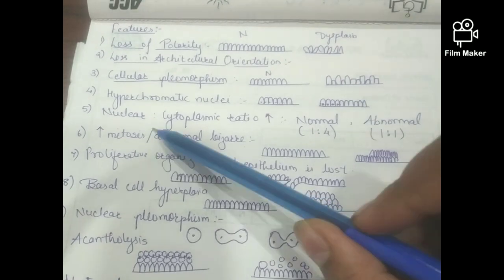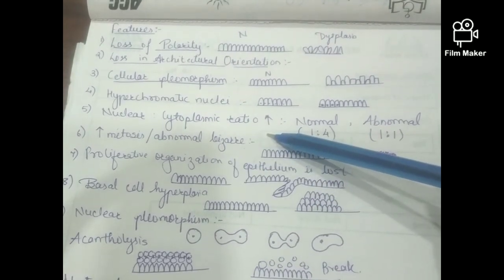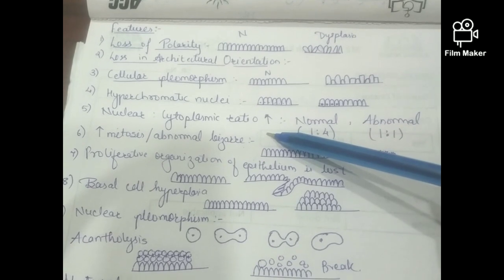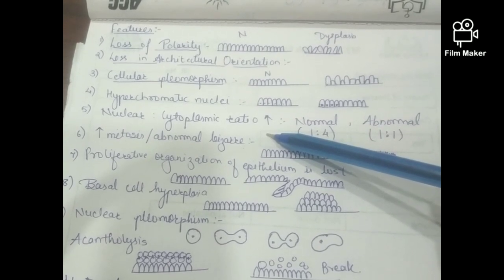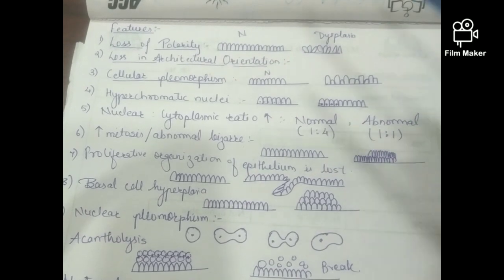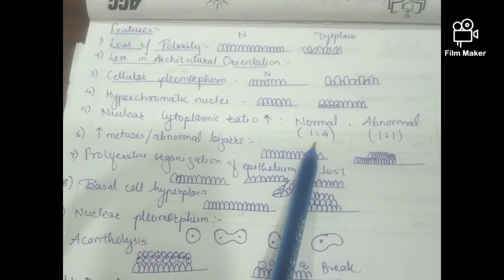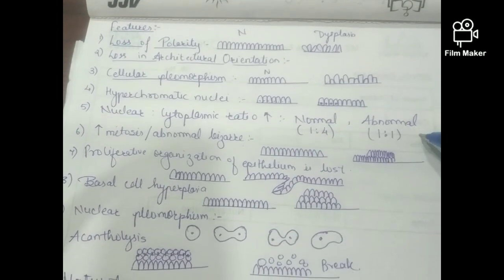Fifth is the nuclear to cytoplasmic ratio is increased. Normally, it is 1:4, but in dysplasia, it is 1:1, at the expense of cytoplasmic volume. The cytoplasmic volume is reduced abnormally and nuclear volume is increased. So, the normal ratio of 1:4 changes to 1:1.